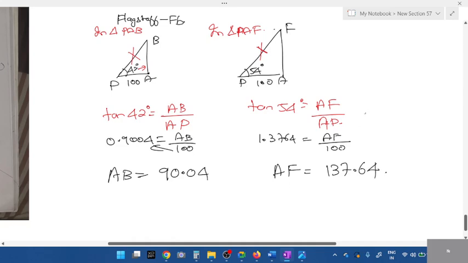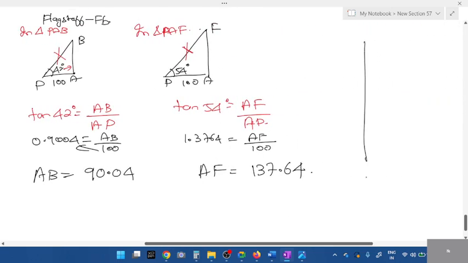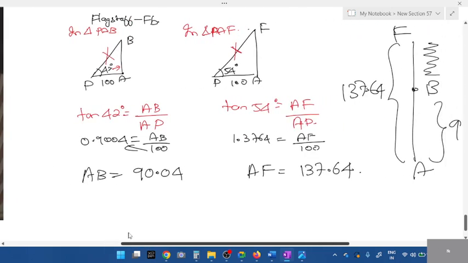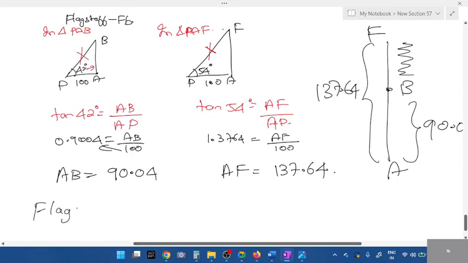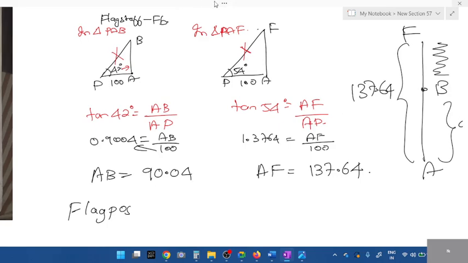AF and AB are given, students. They have asked you to find FB. We found both answers. So I'll take this line. Look here. In this entire line, this is AF, this is AB. If they want you to find FB, what is this entire value? AF value 137.64. What is AB? 90.04. If you find this one, it is the fact, right? But they've asked here, find the height of the flag staff. Write it like this: height of flag staff.